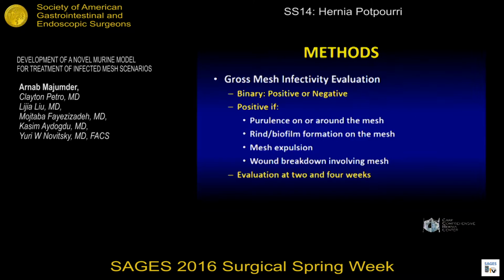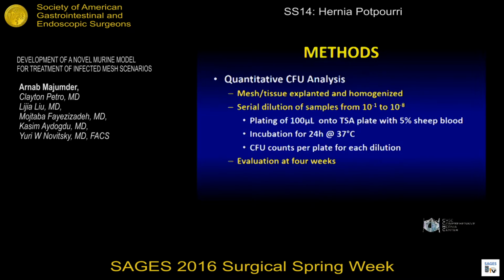So gross mesh infectivity was evaluated at 2 and 4 weeks. This was either a positive or negative value. Positive if, as stated, purulence on or around the mesh, biofilm formation, mesh expulsion, or a wound breakdown involving the mesh. We then did a quantitative analysis, which involved mesh and tissue explantation, which were weighed, and then these samples were homogenized, serially plated up to 10 to the -8th, and then we did CFU counts to determine a quantitative analysis, and this was only done at 4 weeks.